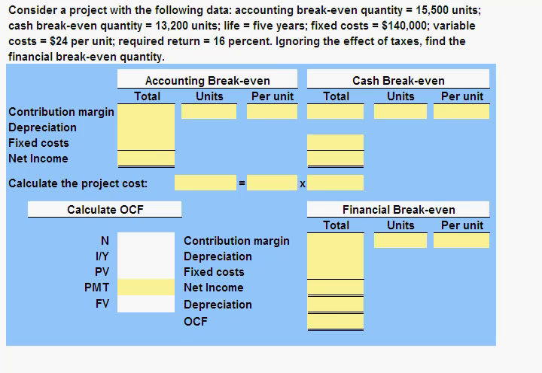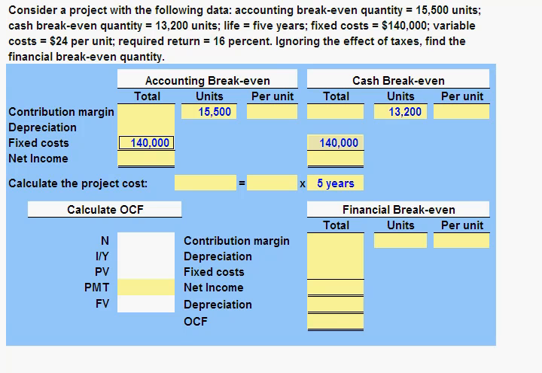Consider a project with the following data: an accounting break-even quantity of 15,500 units, a cash break-even quantity of 13,200 units, a 5-year project life, fixed costs of $140,000, and variable cost of $24 per unit. The required return is 16%. Ignoring the effect of taxes, find the financial break-even quantity.